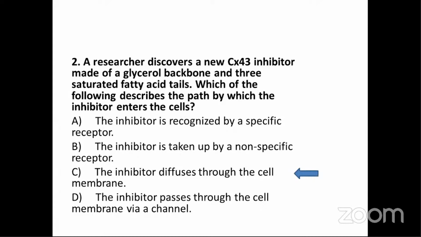A and B say the inhibitor is taken up by a non-specific receptor or by a specific receptor. That would be more like a peptide molecule or a signaling molecule, rather than a lipid or fatty acid. And D says the inhibitor passes through the cell membrane via a channel. Mainly, the only things that pass through channels are ions. This is not an ion, so it wouldn't be D.